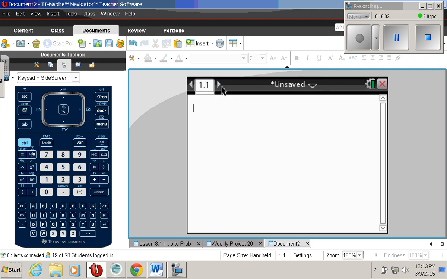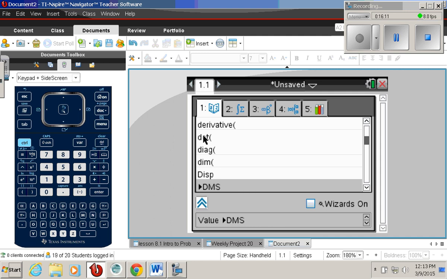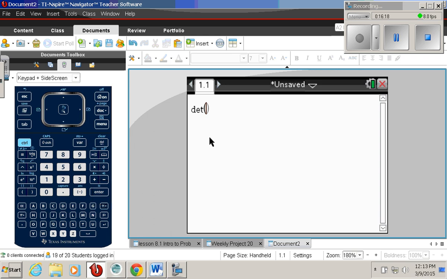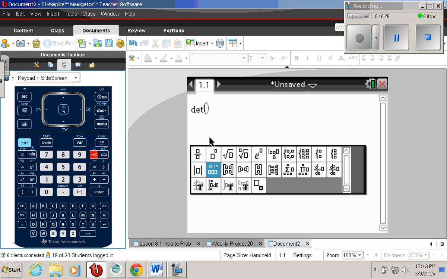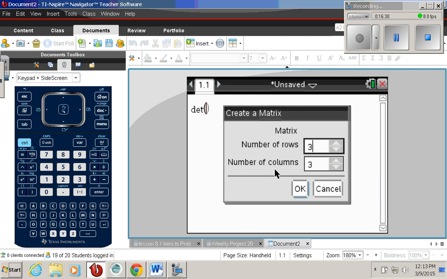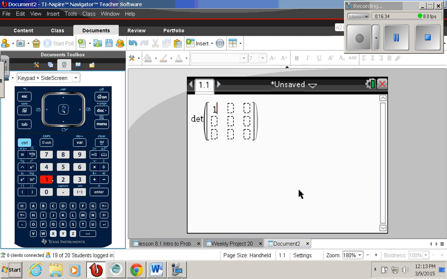So in your calculator, what you're going to do is go to your book, and you want determinant. Now, determinant is this DET, determinant for square matrix. Bring it over to a calculator page, and then you're going to put in your 3 by 3 matrix. You can find your matrix template right in your template key. It's right here. And it's 3 rows, 3 columns, so that's good. And then you just put in those values.